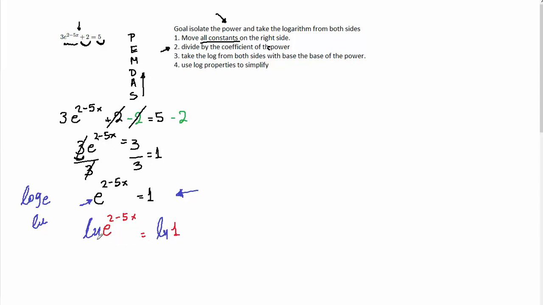So I have now ln of e to the 2 minus 5x equals ln of 1. And the beauty here is that I have some information. I remember a few things from the logarithmic properties. If I have log of a to the k, it is nothing else than k times log with base a of a. I have the power property, and I also know that the logarithm with any base of the number 1 is equal to 0. So I have this information.